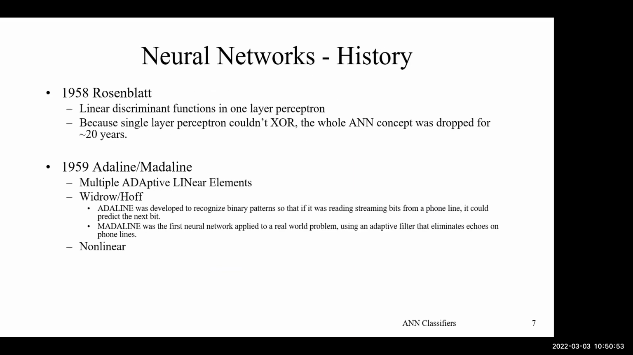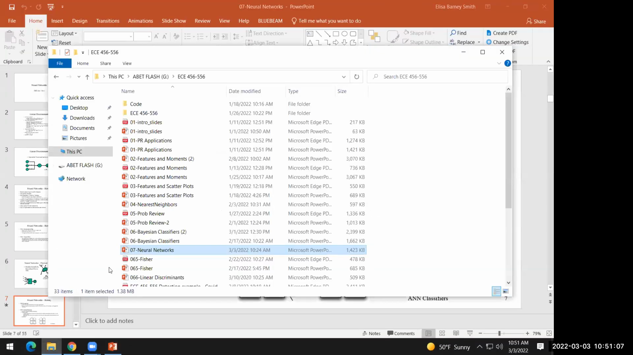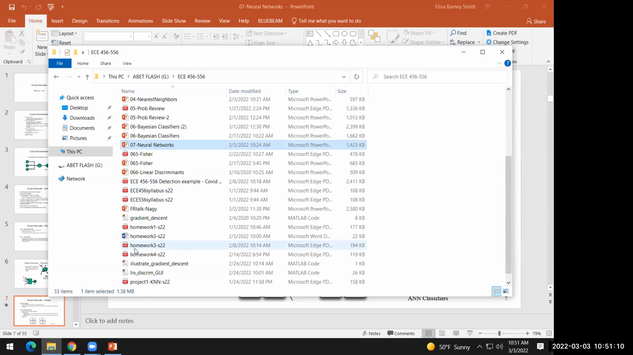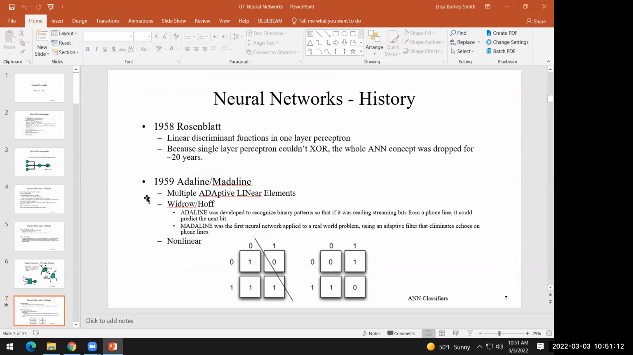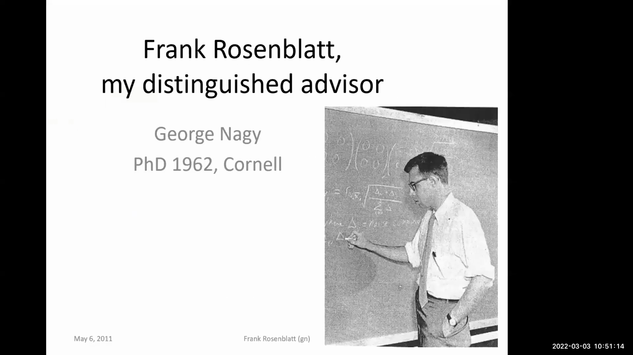Okay, well, people kept working. The next important guy on the scene was Frank Rosenblatt. And he really did a little bit more work on that. And I'm going to pause this slideshow and show a slideshow my doctoral advisor put together. Because my doctoral advisor, George Nagy, did his PhD under Frank Rosenblatt at Cornell in the early 60s. So I hear lots of stories from him.